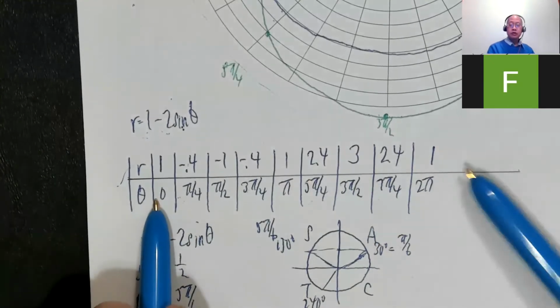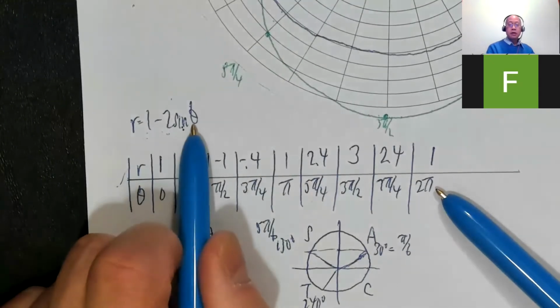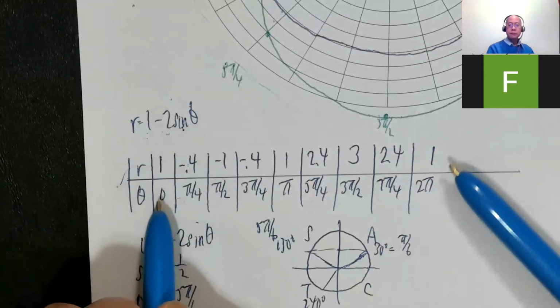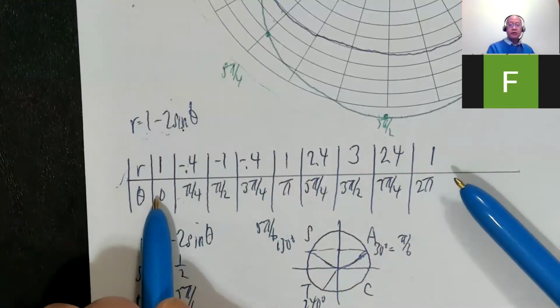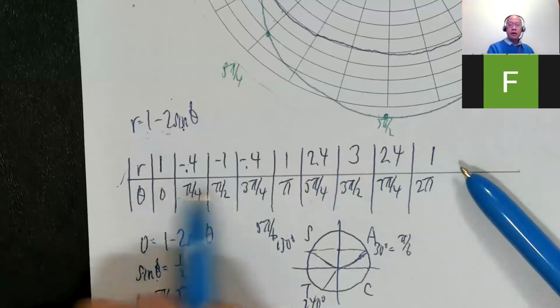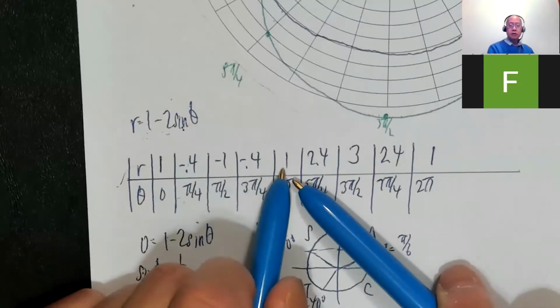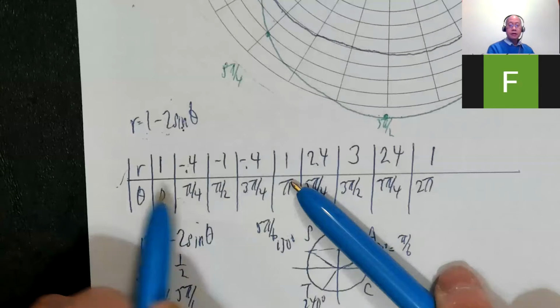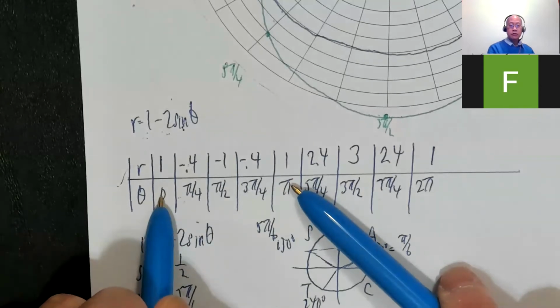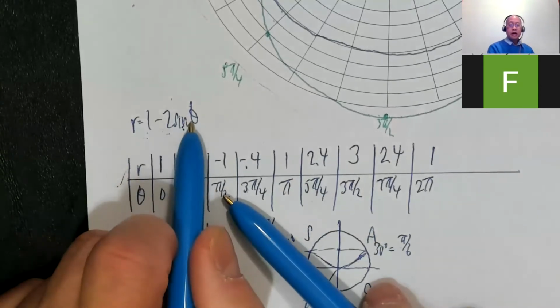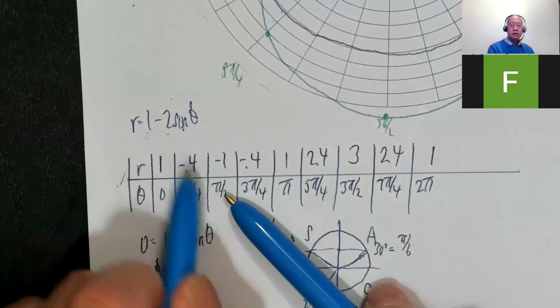Okay, so I know 0 and 2 pi give you the same answer. Sine of 0 is 0, so R is 1, that's a 1, that's a 1. Cut that in half. What's half between 0 and 2 pi? Pi. Plug in pi, sine of pi is also 0, that's also 1. Now cut that in half between 0 and pi over 2. Sine of pi over 2 is 1. 1 minus 2 is negative 1.